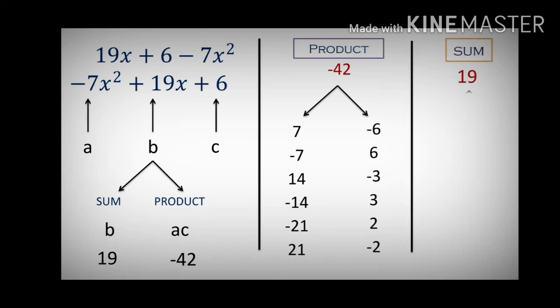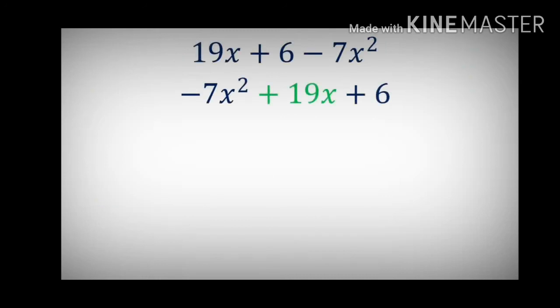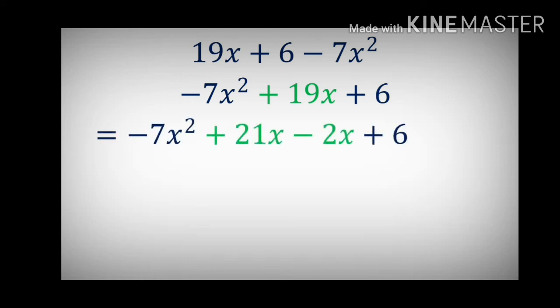But from here, we need to find a pair whose sum is 19. Now how to get 19 as the sum? As you can see here, 21 and minus 2. So that is the required pair, 21 and minus 2. So coming back to the question, we have the middle term as plus 19x. Plus 19x can be written as 21x minus 2x.